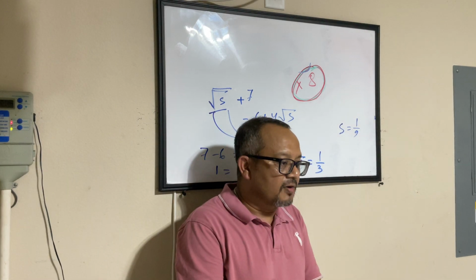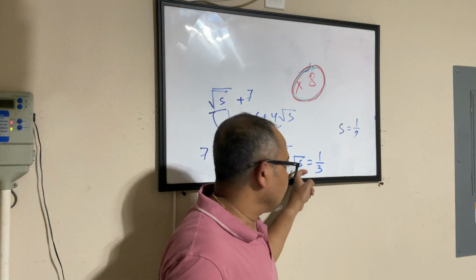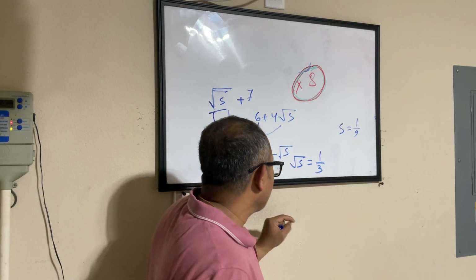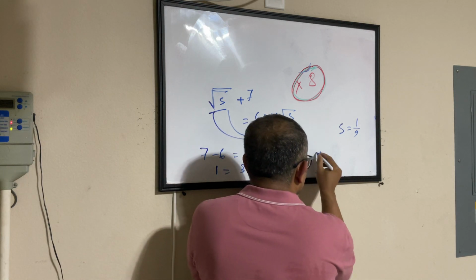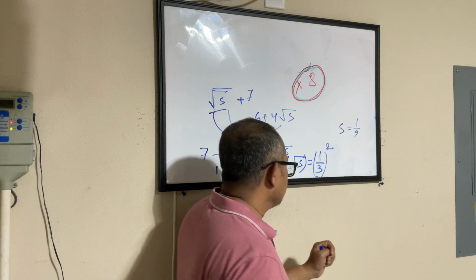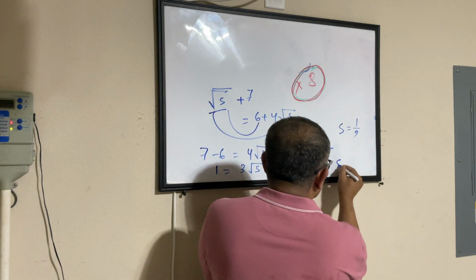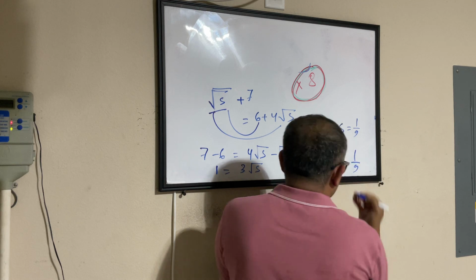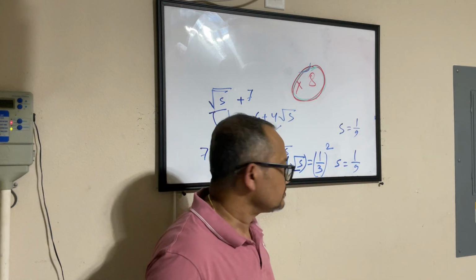The square root of s, 1 orange, is 1 by 3. So if I want to square this, that is how it will be. So this will become s equals 1 by 3 square, that is 1 by 9.